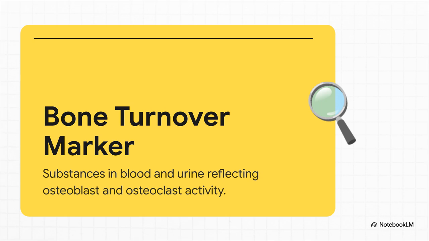Basically, these are biochemical substances we find in your blood and urine that reflect the relative activity of two very specific microscopic workers, osteoblasts and osteoclasts. You can kind of think of these markers as the chemical clues, or even like the exhaust fumes, left behind by the heavy machinery working inside your bones. By measuring these, we can actually figure out how fast those bone remodeling engines are running. And the best part? We don't even have to do a biopsy.